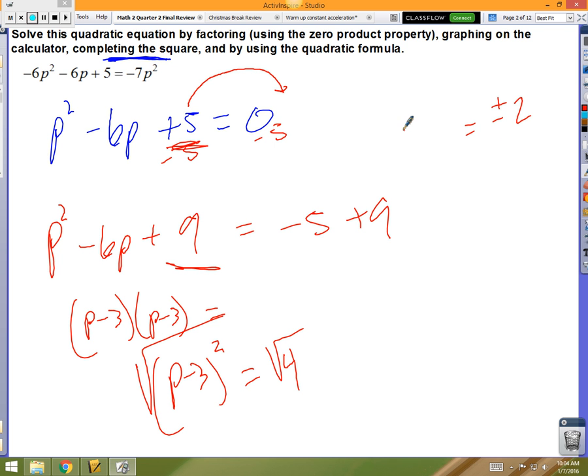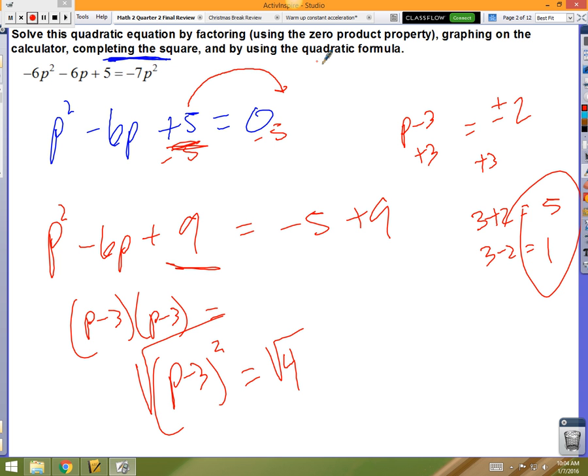And then on the left, you just got p minus 3. Now you just undo the minus 3, so plus 3, so you should have 3 plus 2 and 3 minus 2. So 3 plus 2 will give you a 5, 3 minus 2 will give you a 1. So the exact same answers over and over and over again.